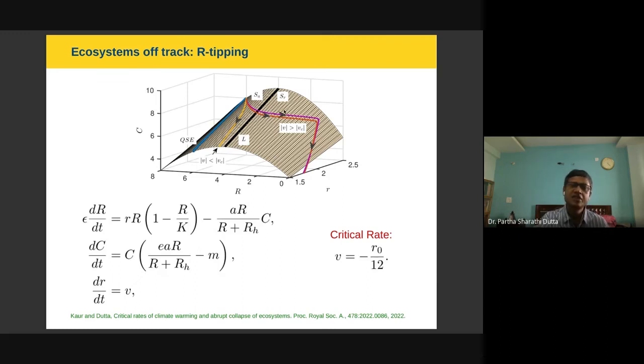Now, if I give a rate to this small r below a critical threshold, the system will not cross the black solid line, which is the saddle manifold, and will stay close to the QSE. But the moment it crosses the critical rate, the system is not able to cope up with the change; it crosses the saddle manifold, moves from the attractor region to the repeller region and eventually crashes to zero. So a detailed calculation of this critical rate is possible.